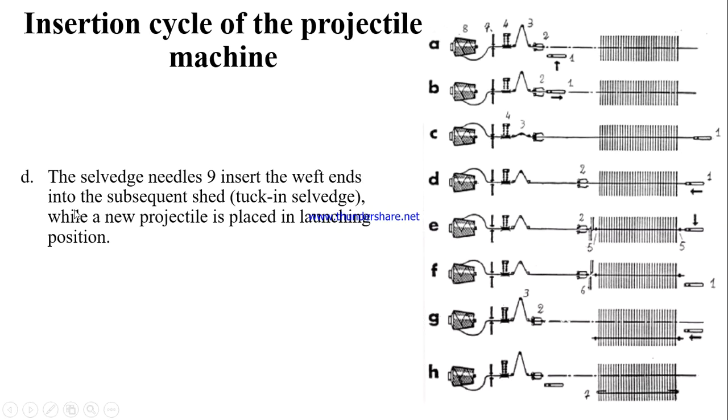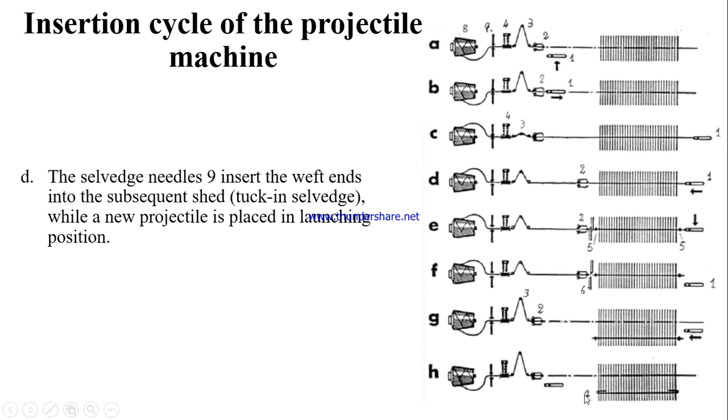In the last stage, G, this should not be D, this should be G. The selvage needle 9. You can see the selvage needle here. The selvage needle 9 inserts the weft ends into the subsequent shed, which is called tuck-in selvage. Both sides you can see the tuck-in has occurred.